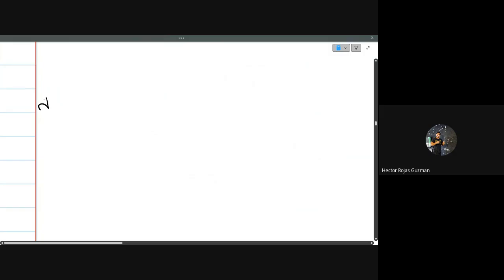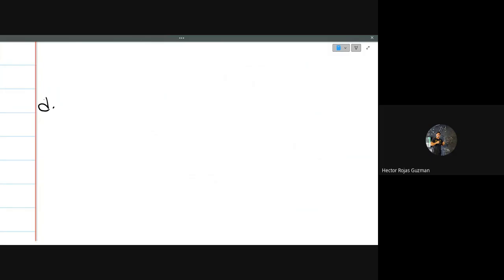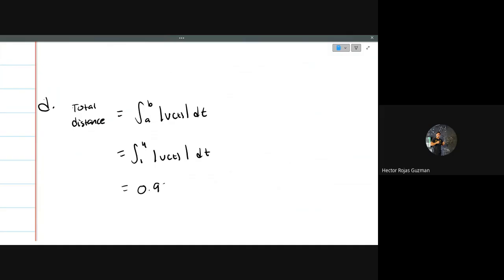One more. Part D. Find the total distance traveled from 1 to 4. Total distance equals the integral from a to b of the absolute value of velocity dt. So in this case, we're going to be integrating from 1 to 4 the absolute value of the velocity. Be careful when you plug it in. We don't want to make any mistakes because of the calculator. This is the total distance traveled.